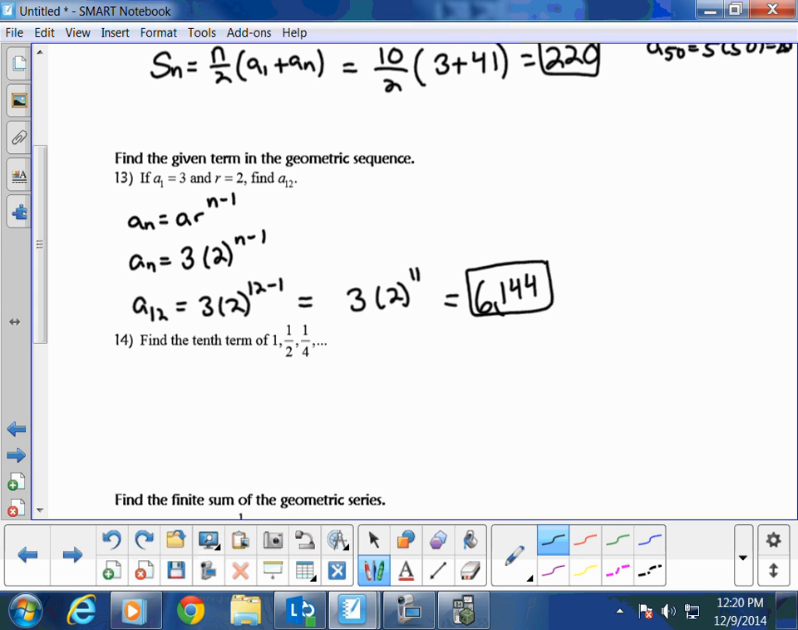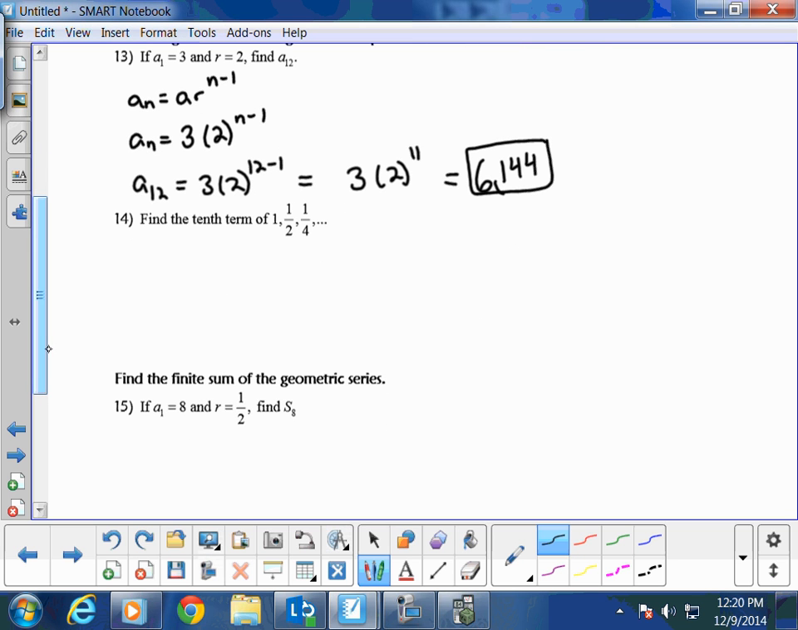Now this one asks you to find the 10th term. Now this one we have to find A sub 1, but that's easy. Step 1 is going to be 1. Step 2, we're going to find R. R, if you cannot see it, is going to be the next term divided by the previous term. This is really A sub n plus 1 divided by A sub n. So you could take any two terms and do that. But the resulting answer is a half. So I have a half here.